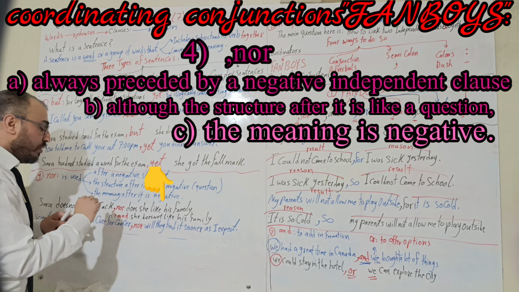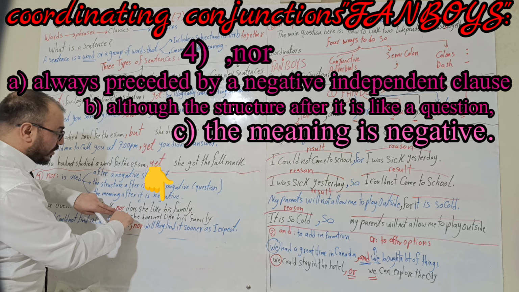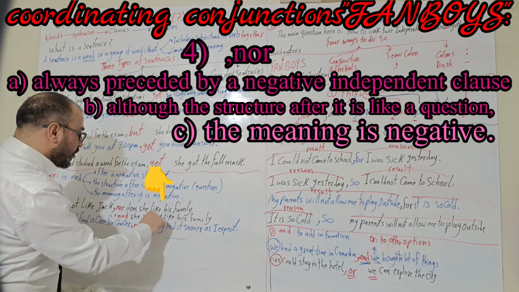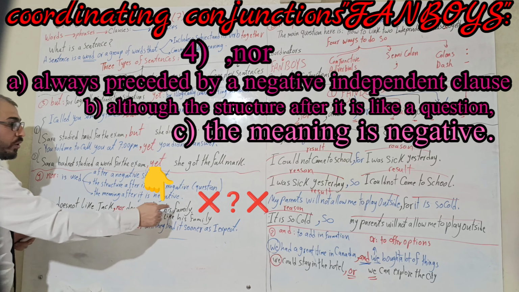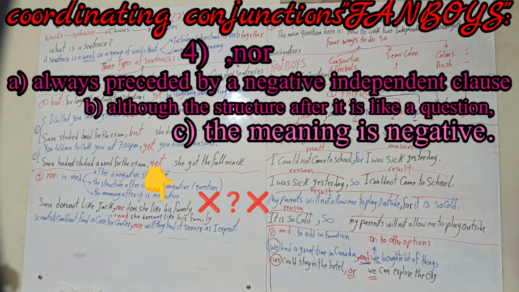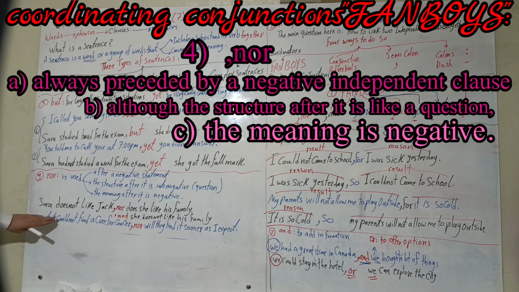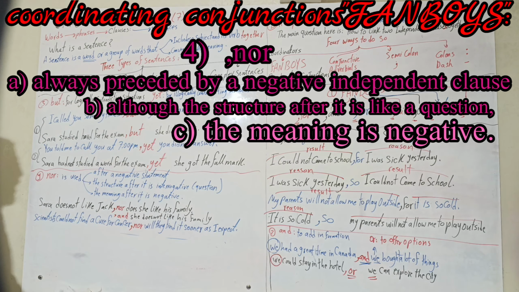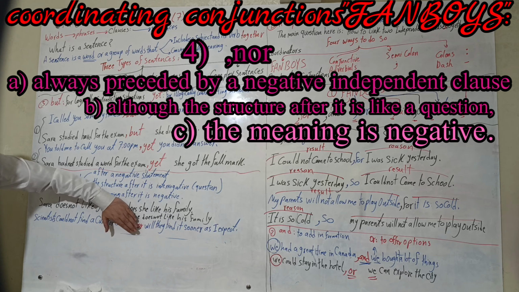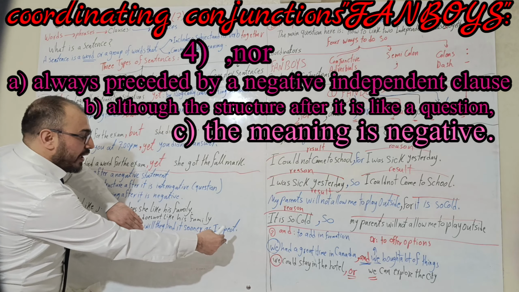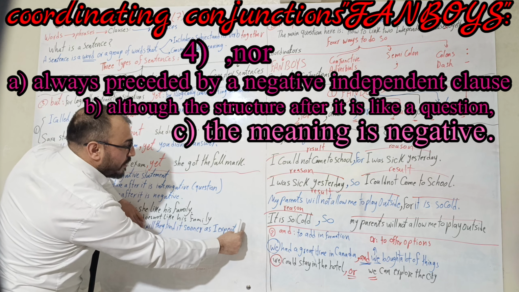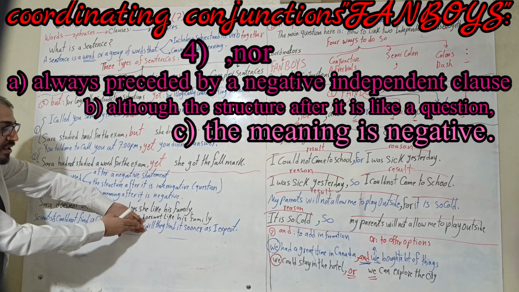Again, my friends, you could be deceived by the structure after nor, but although it is an interrogative structure or a question structure, it refers to negative. So don't use a question mark here. Another example, my friends, here, scientists couldn't find a cure for cancer, nor will they find it sooner as I expected. Will they find it sooner as I expected? You can use a question mark here because the structure is a question.